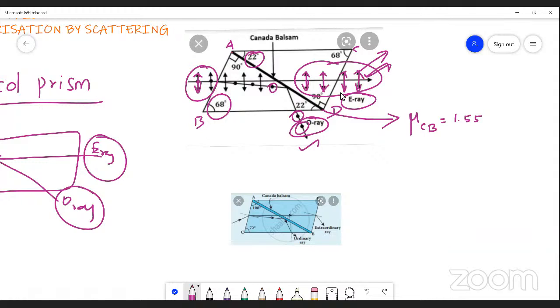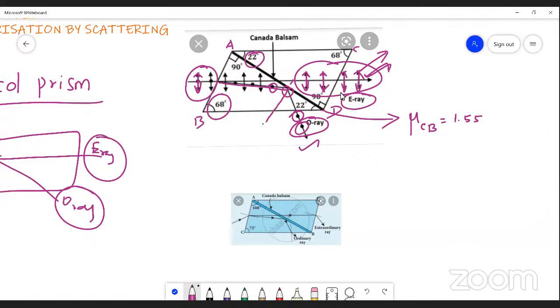When unpolarized light is incident on the Canada balsam, it is divided into two rays: one is the extraordinary ray, another is the ordinary ray. So listen to me, this is very important. Extraordinary ray vibration is parallel to the plane of the paper. Ordinary ray vibration is perpendicular to the plane of the paper. But when the ordinary ray reaches the Canada balsam, what happened? Draw the normal.